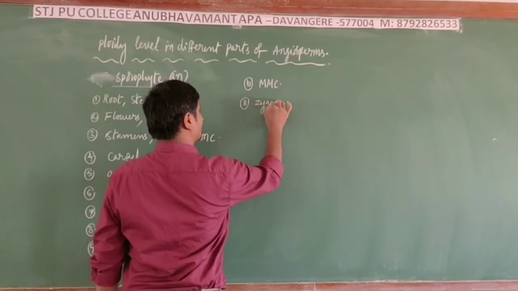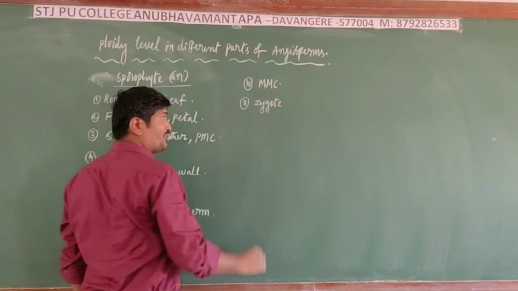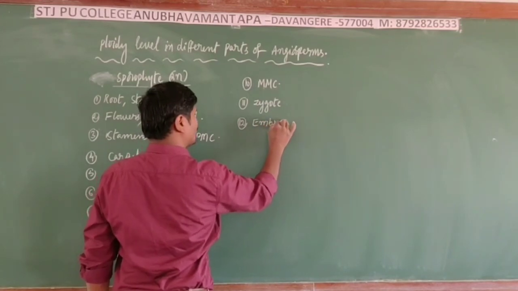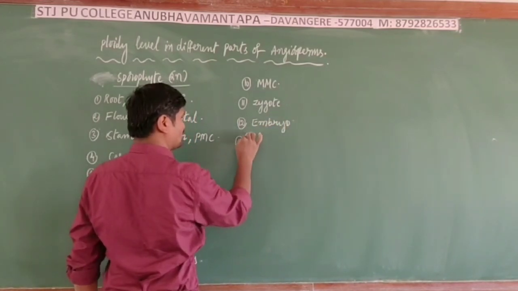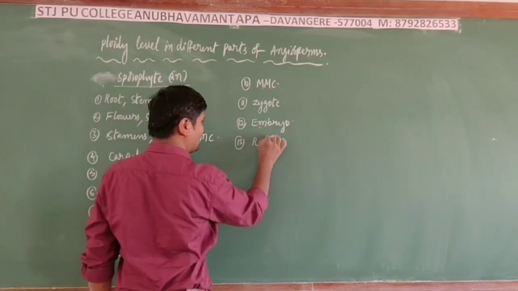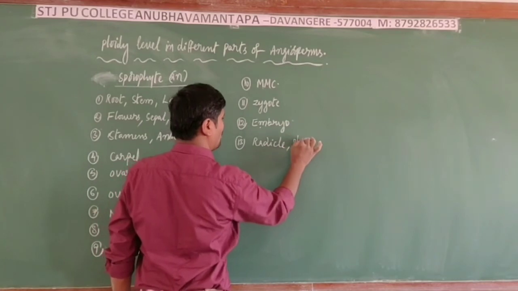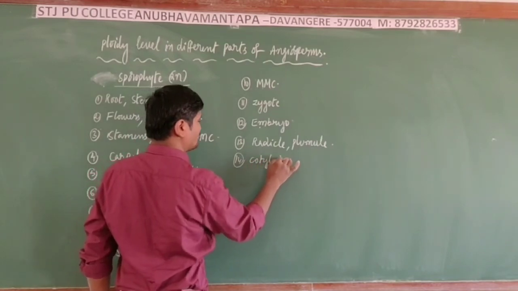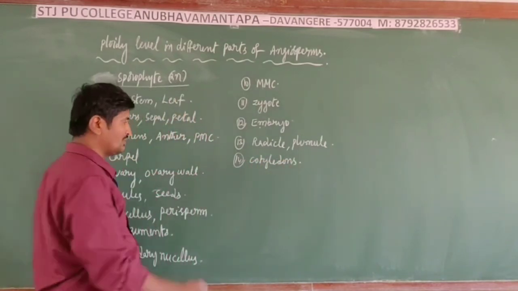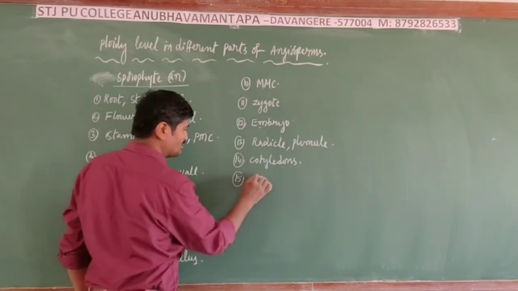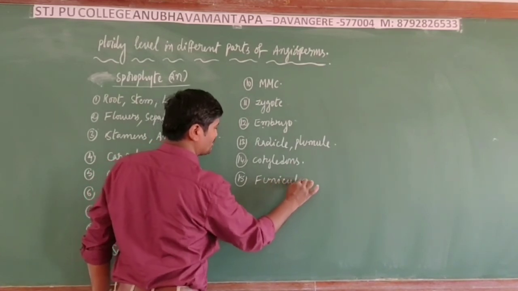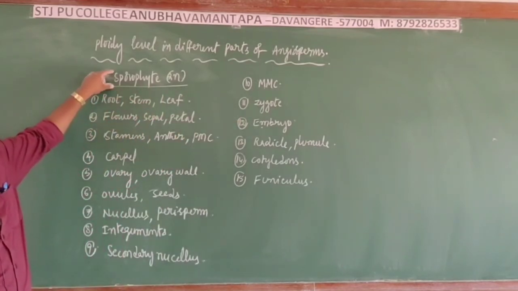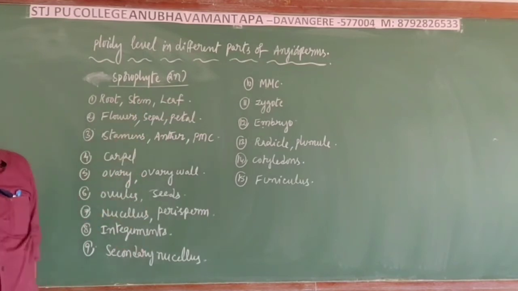Next one, after fertilization, see, the megaspore mother cell, zygote, embryo. Next one, the embryonal axis, two portions are there, radicle, plumule. Next, cotyledons. Next one, funiculus, the stalk of the seed. So these are all the main parts of this sporophyte. These parts are all in the diploid condition.